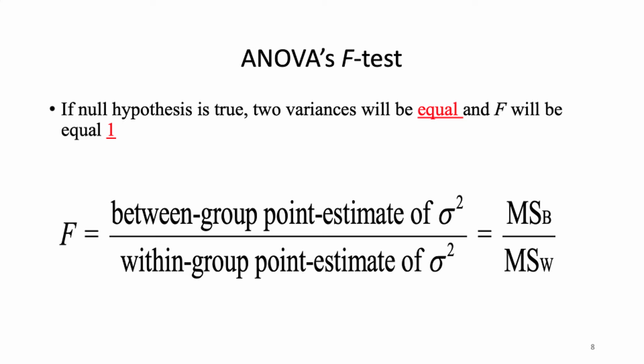We want more mean squares between than we have mean squares within. We want the distance from the means to be larger than the distance within the groups.